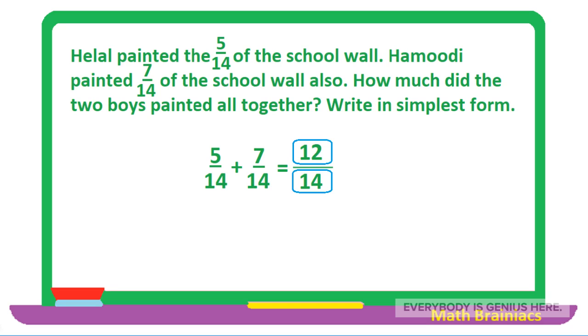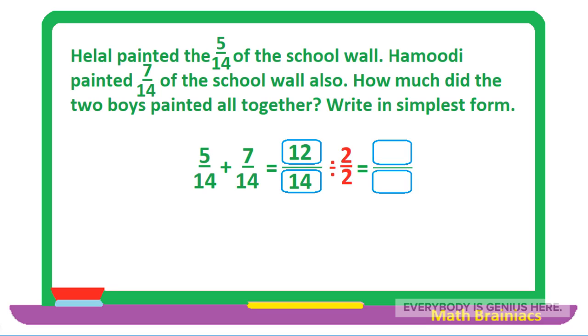But we have a common factor of 12 and 14. The common factor of 12 and 14 is 2. Therefore, we're going to divide 12 over 14 by 2 over 2. 12 divided by 2 will give us 6, and 14 divided by 2 will give us 7. Therefore, the simplest form of 12 over 14 is 6 over 7.